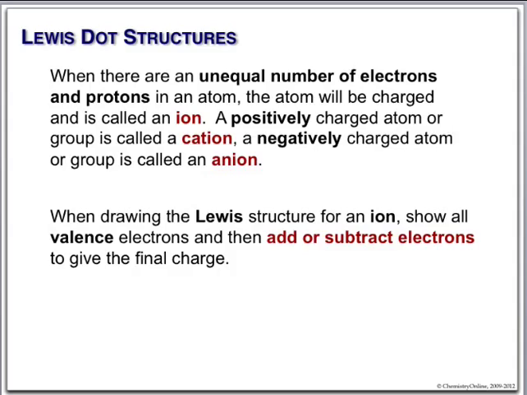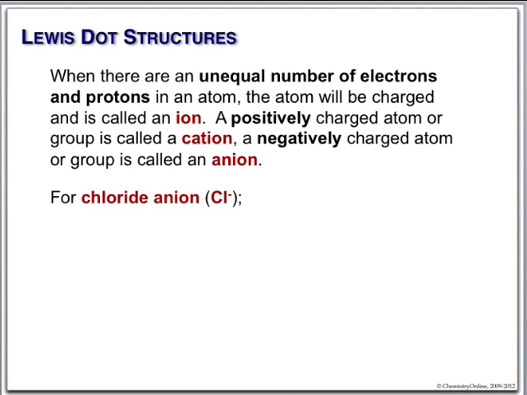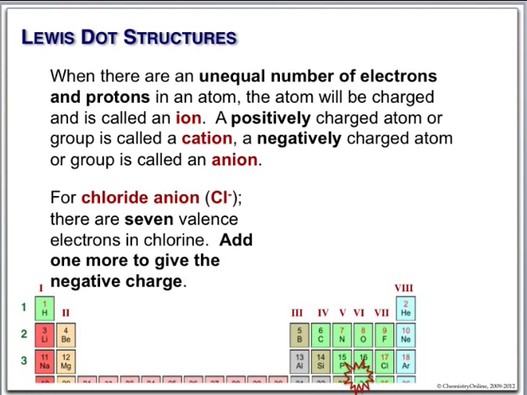Let's go ahead and do an ion. Let's start with our friend chlorine. Chlorine forms an anion. That's a negatively charged ion, anion, with a -1 charge. We look and we see chlorine is in group 7, right? So how many valence electrons does it have? Well, it will have 7 valence electrons.